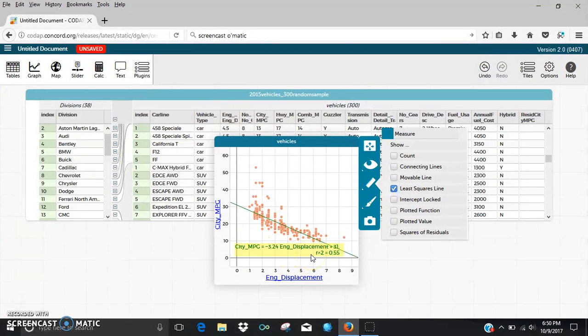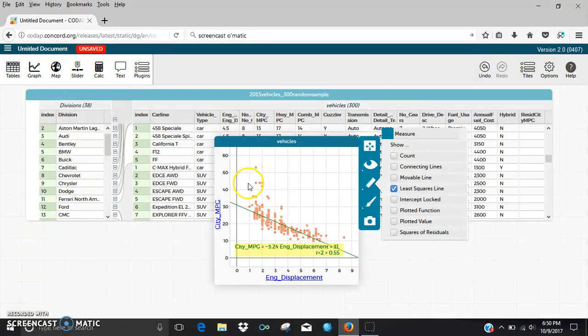The program also gives us an r squared. R squared value is 0.55. R squared is the coefficient of determination. This tells us that 55% of the differences in the city MPG for these vehicles can be explained by this linear relationship. An r squared close to 1 would indicate a strong linear relationship, and 0 would mean no linear relationship. At 55%, our data tends to have a linear relationship. It's not great, but it does exist.